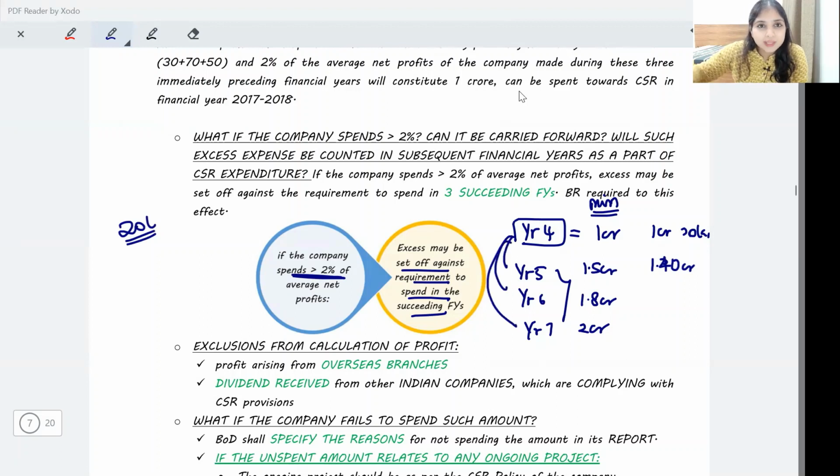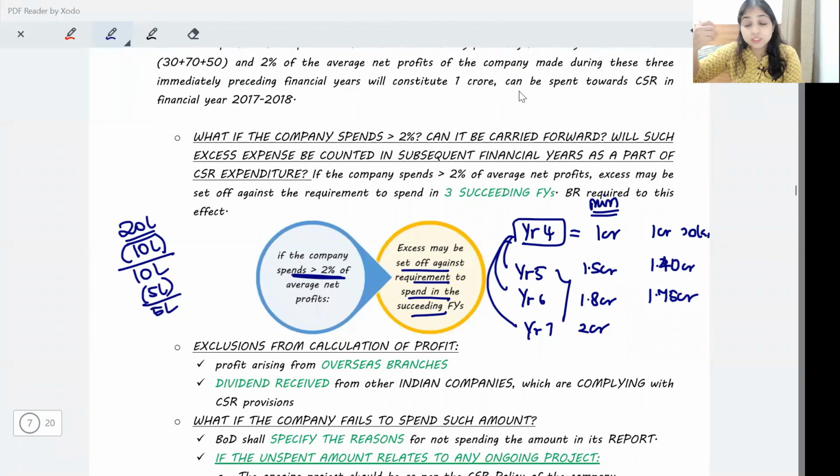So year 5, even though I spent 10 lakh less, no problem. I'll set it off against the excess. So I still have 10 lakh rupees excess carried forward. Year 6, we spent only 1.75 crores. No problem. 5 lakhs less you spent, no problem. It will be set off against this 20 lakh which you have carried forward. You still have 5 lakh extra. Year 7, we spent only 1.98 crore. We spent 2 lakhs less. No problem. That deficiency will be set off against your brought forward amount. So 5 lakh is brought forward, 2 lakh I will set off, 3 lakh I still have.